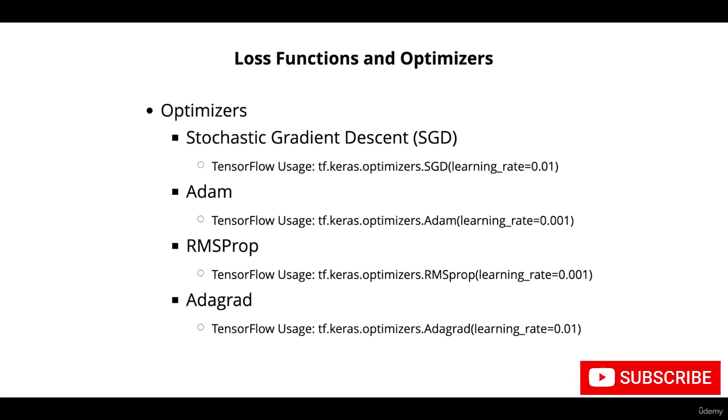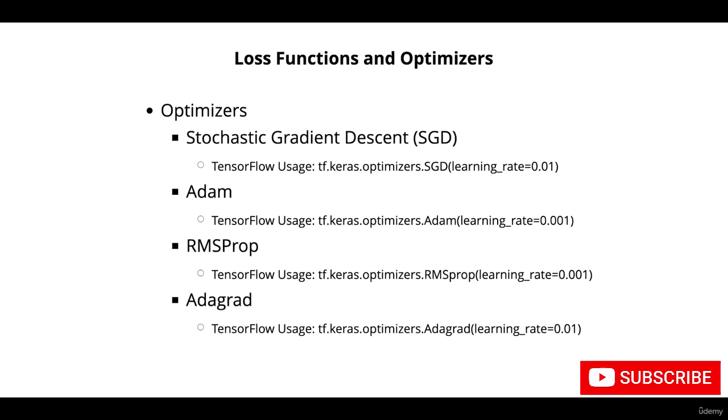Next is Adam, which you probably heard about before. This is the adaptive moment estimation. That's what Adam stands for. Combines the advantages of both AdaGrad and RMSprop algorithms. It adapts the learning rate for each parameter and uses momentum to accelerate training. TensorFlow usage is tf.keras.optimizers.Adam and learning rate equal to 0.001.